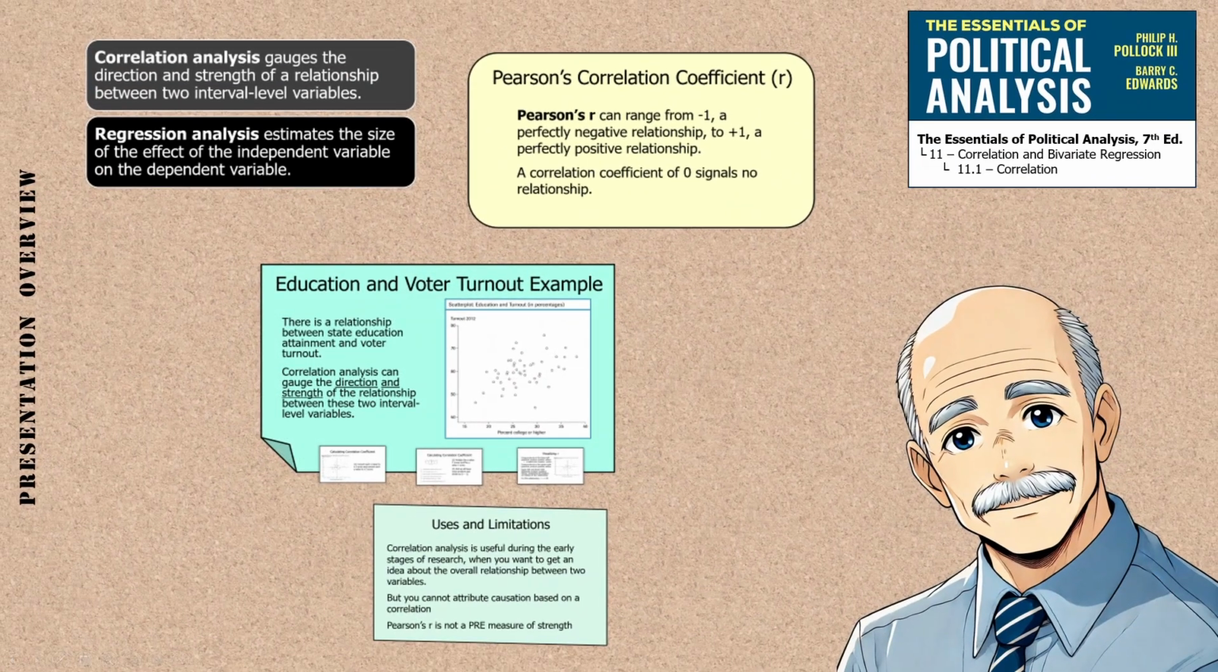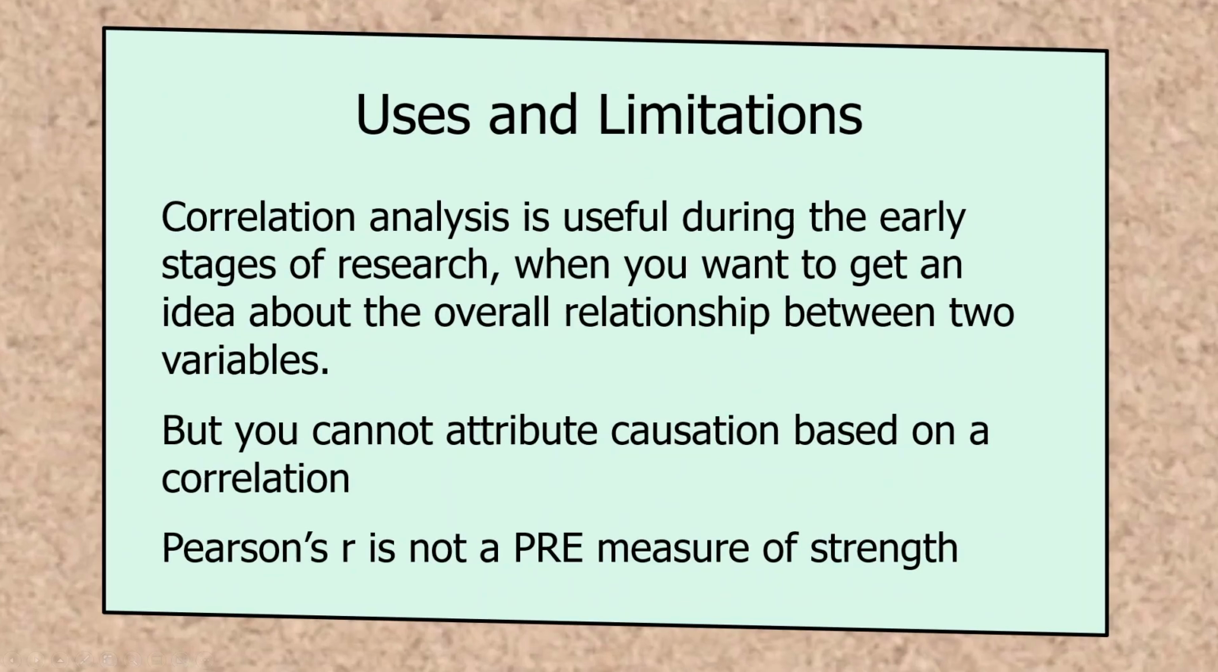There are some limitations of correlation. It's very useful during the early stages of research when you want to get an idea about the overall relationship between two variables. Say you've got 5 or 6 variables that you're interested in analyzing and maybe modeling causation for a dependent variable. Correlation analysis gives you a really quick and useful introduction to the overall relationships between the variables that you're going to analyze.